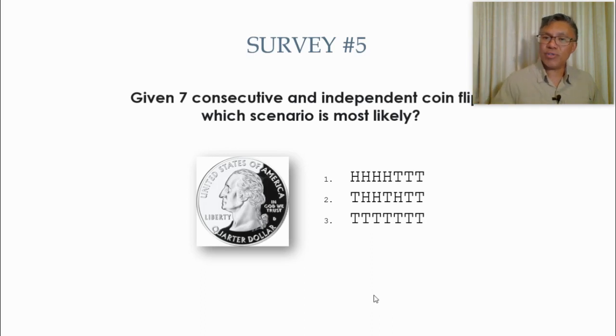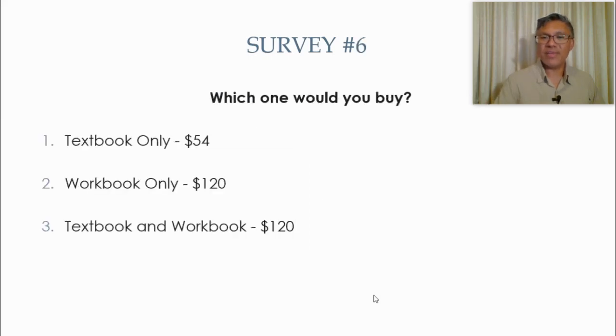Do you think the second option is most likely? It'll turn up tails, then heads, heads, then tails, then heads, then tails, tails? Or do you think the third option is more likely? That you'll have 7 flips that give you 7 straight tails. Okay, so number 1, number 2, number 3. Which is most likely, do you think? Survey number 6, which one would you buy?